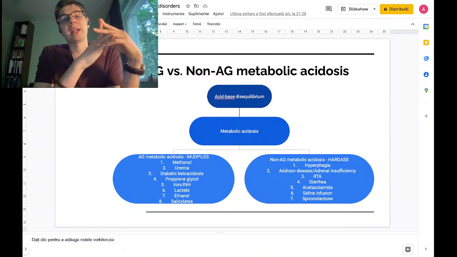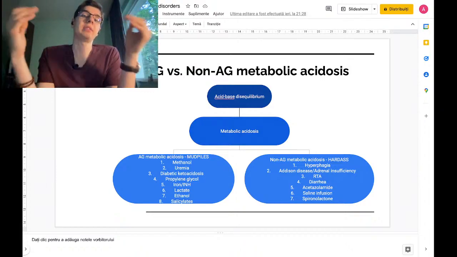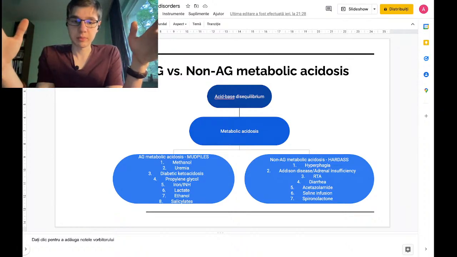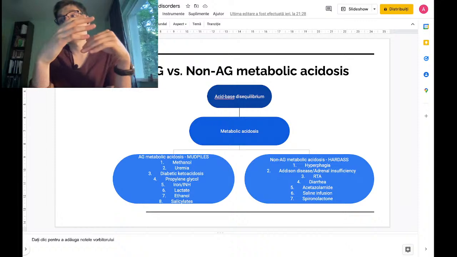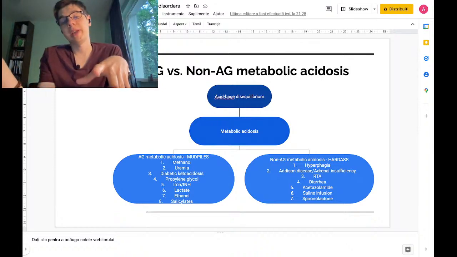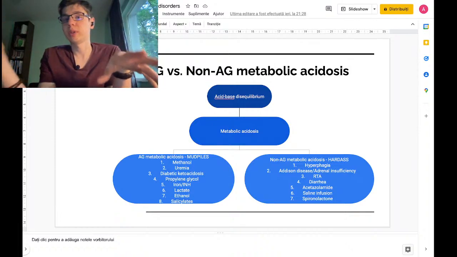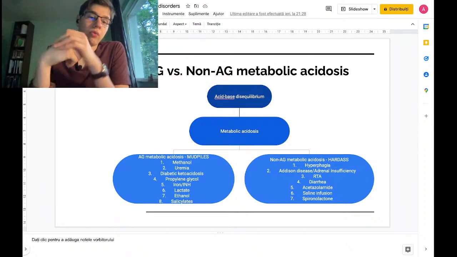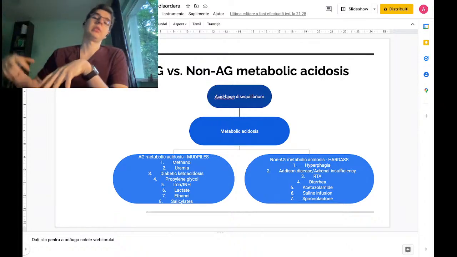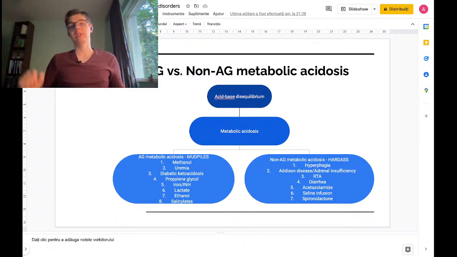Uremia. Uremia will have patients that have CKD most frequently. Diabetic ketoacidosis is most frequently seen in younger patients that have type 1 diabetes and it is their first episode. For iron tablets, we have the clinical scenario of the child who ingests iron tablets, and for isoniazid, we have a patient that is treated for TB.